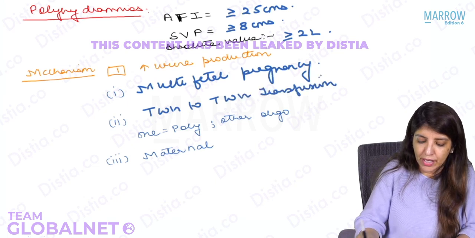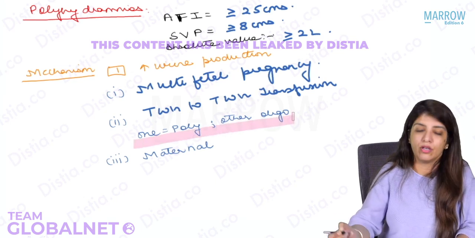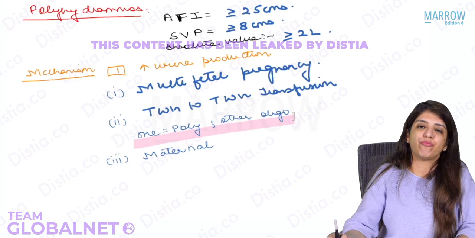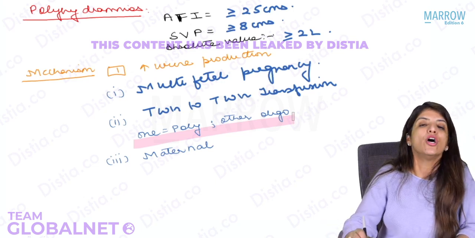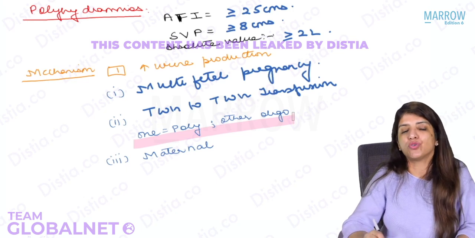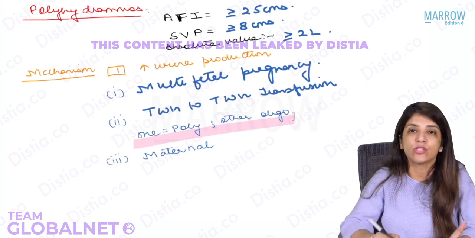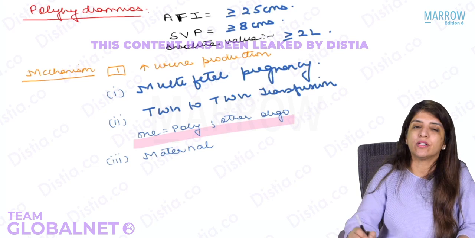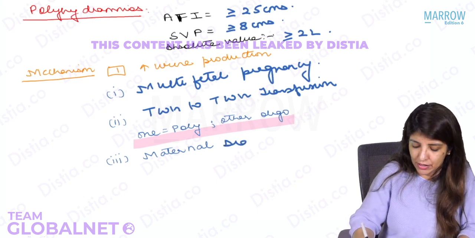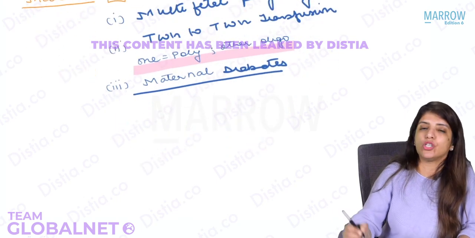Please remember, in twin-to-twin transfusion syndrome, one fetus is going to have polyhydramnios, the other twin is going to have oligohydramnios. So twin-to-twin transfusion syndrome will be included both in causes of polyhydramnios and in causes of oligohydramnios. Third condition which leads to increased urine production is maternal diabetes. Maternal diabetes is going to lead to increased urine production.